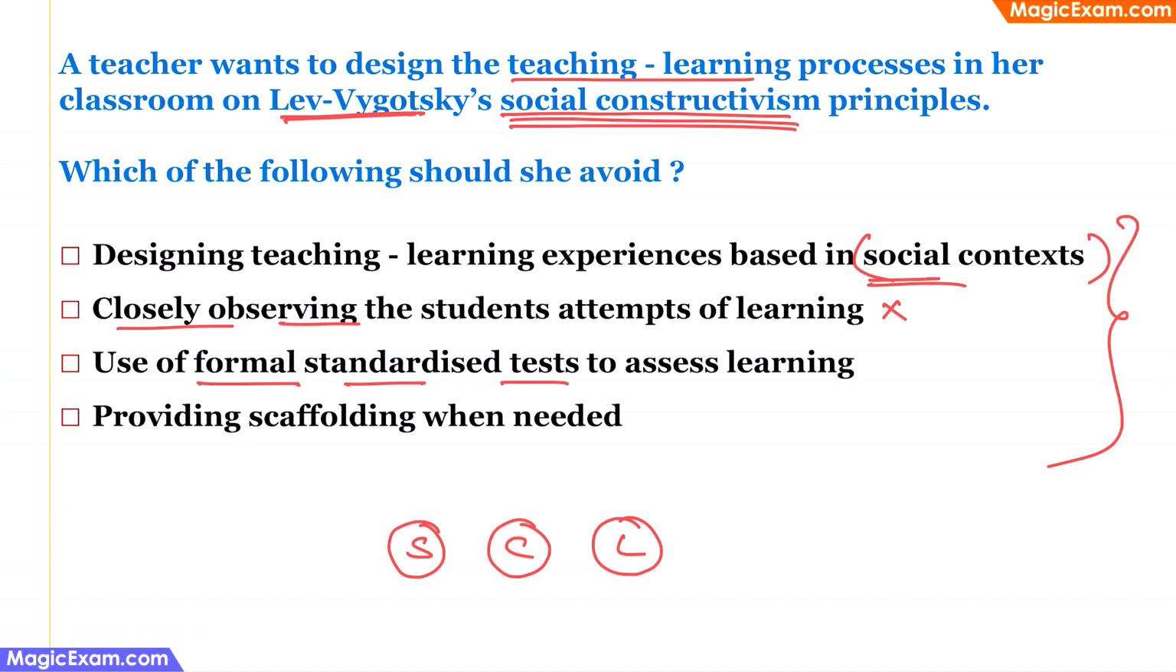For example, if you ask children what is the breakfast that people should have, a child from a city might say, I will have pizza for breakfast. Whereas a child from a village might say, I will have roti for breakfast. Now, is pizza a correct answer or is roti a correct answer? So both answers are correct. So by using a formalized standardized test which has only one correct answer, you'll not be able to assess the students properly. Therefore, use of formal standard tests should be discouraged or avoided. Therefore, this is the answer.